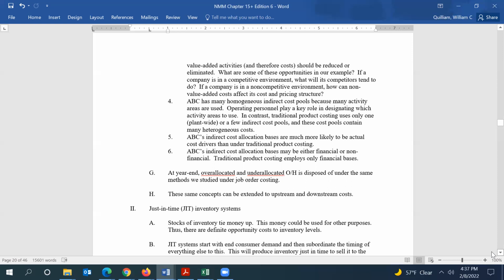Then number four, ABC also has many homogeneous indirect cost pools because activity areas are used. And operating personnel play a key role in designating which activity areas to use because they know what's going on on the assembly line. In contrast, traditional product costing uses only one plant-wide or a few indirect cost pools, and these cost pools contain many heterogeneous costs. So they don't all behave alike, and that sure does make allocating overhead not very accurate from the standpoint of resource consumption.